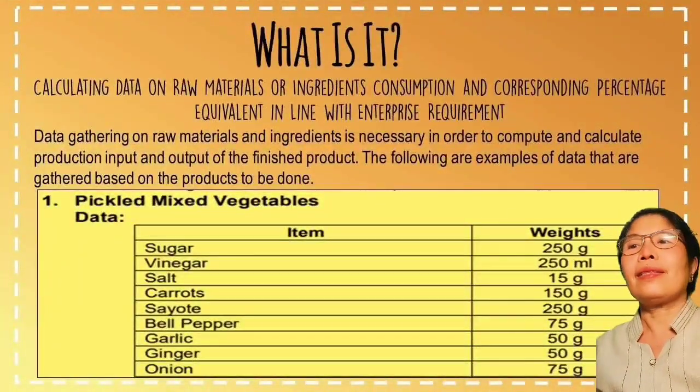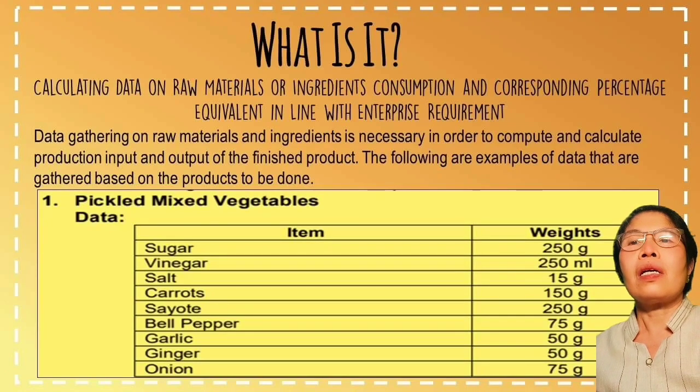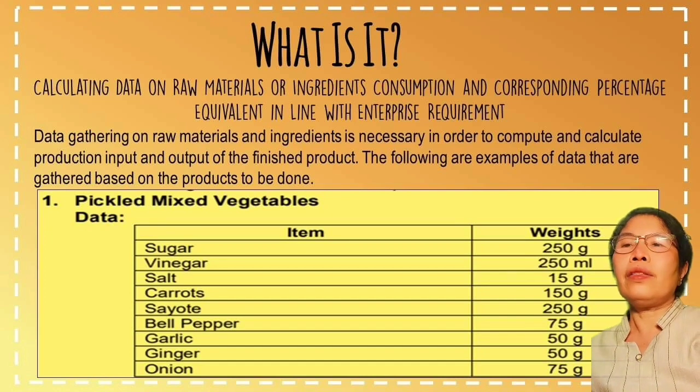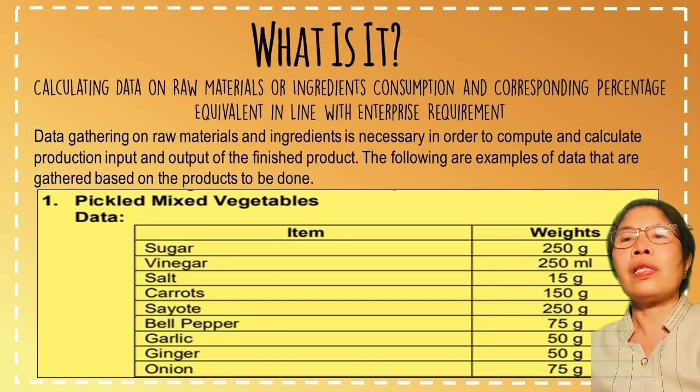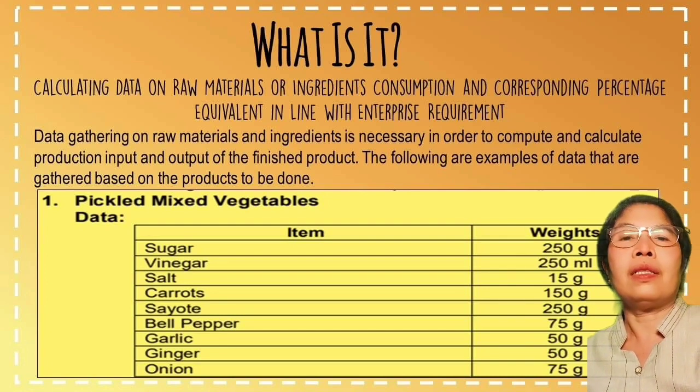What is it? Calculating data on raw materials or ingredients, consumption, and corresponding percentage equivalent in line with enterprise requirements. Data gathering on raw materials and ingredients is necessary in order to compute and calculate production input and output of the finished products. The following are examples of data that are gathered based on the products to be done.